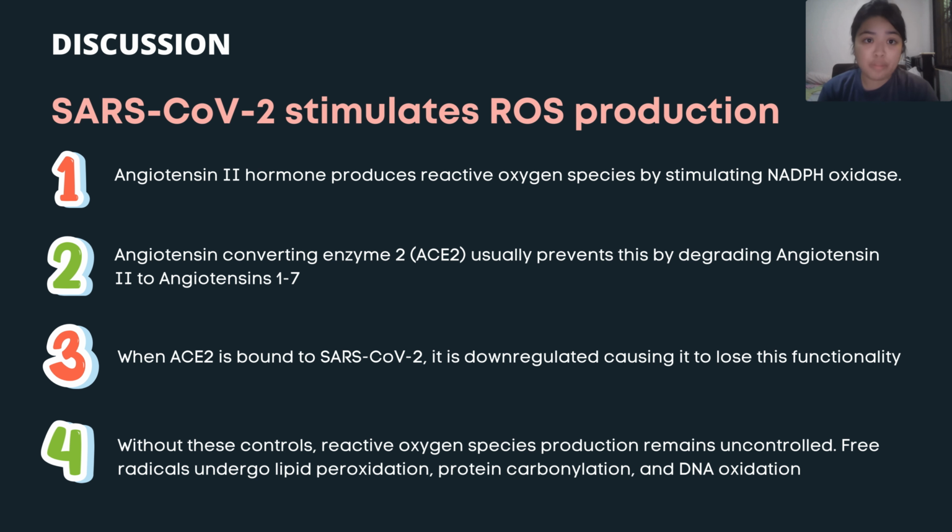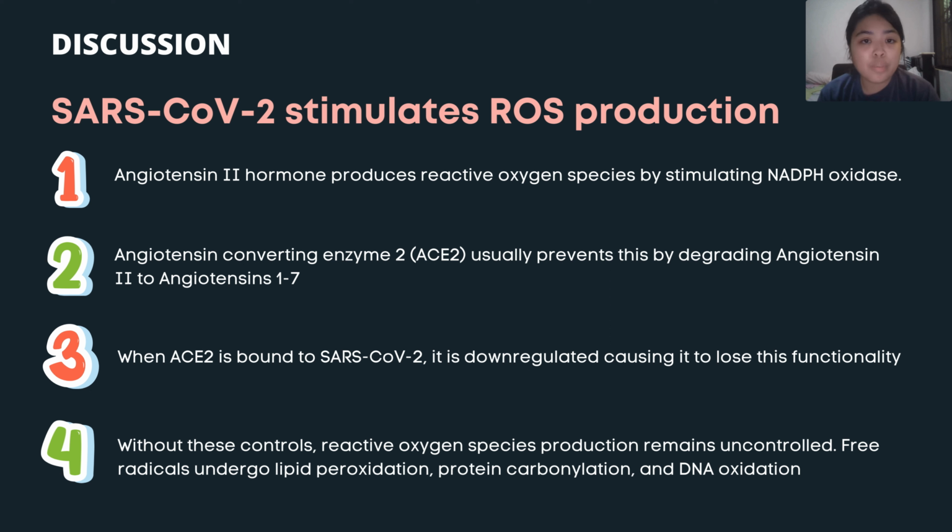So, what can we take away from this? SARS-CoV-2 stimulates the production of reactive oxygen species. Normally, angiotensin II produces reactive oxygen species by stimulating NADPH oxidase. Angiotensin converting enzyme 2 or ACE2 usually prevents this by degrading angiotensin II to angiotensin 1 to 7. However, with the onset of COVID 19, ACE2 is bound to SARS-CoV-2, causing it to lose this functionality. Without these controls, reactive oxygen species production remains uncontrolled.